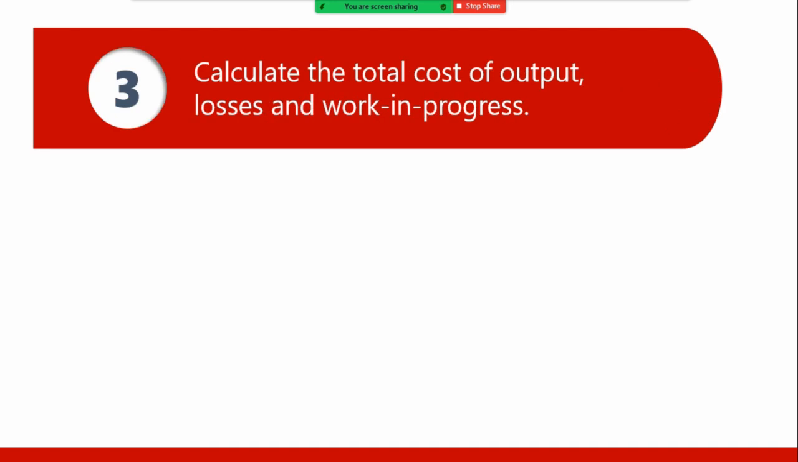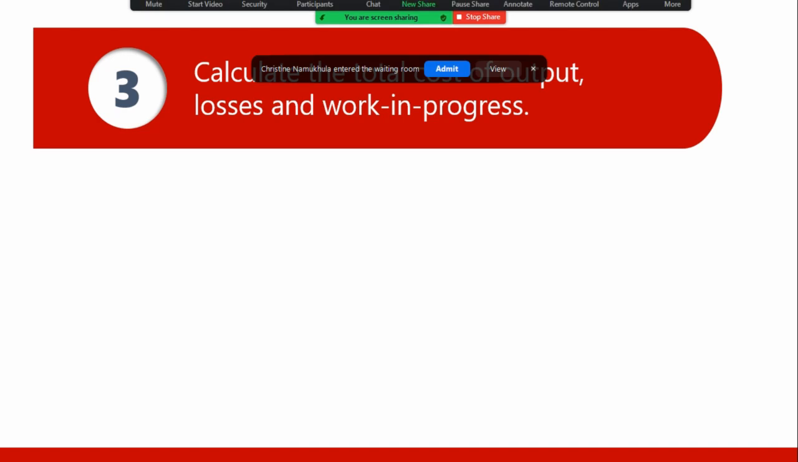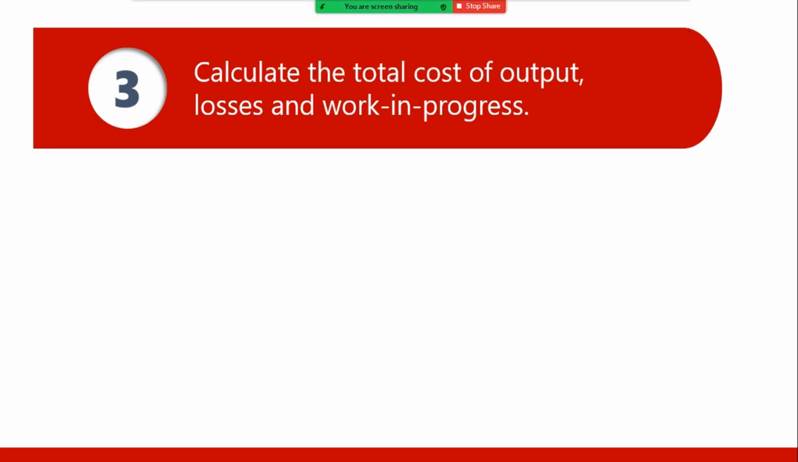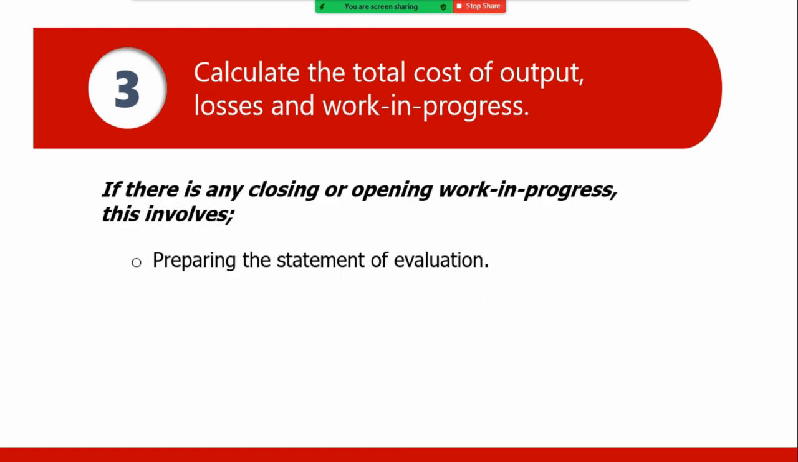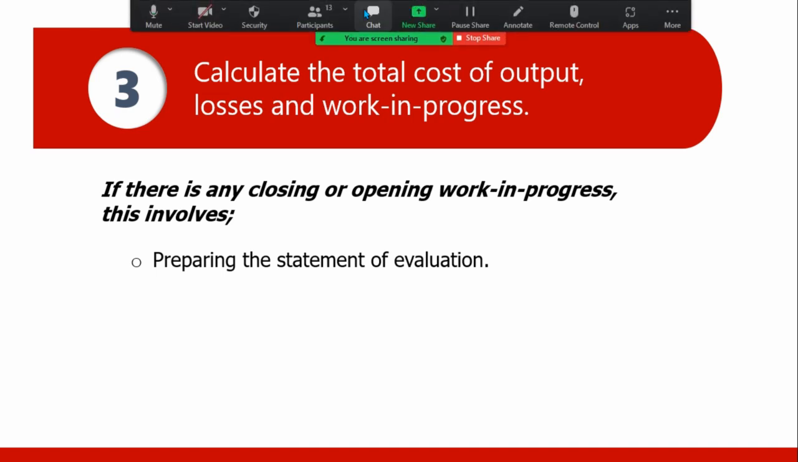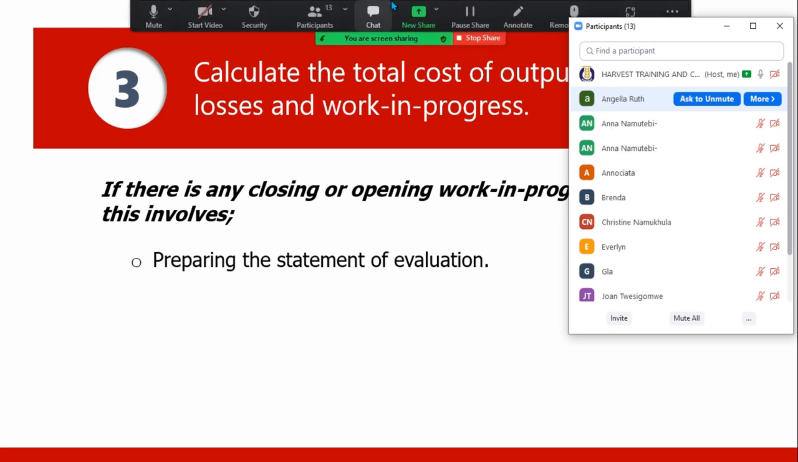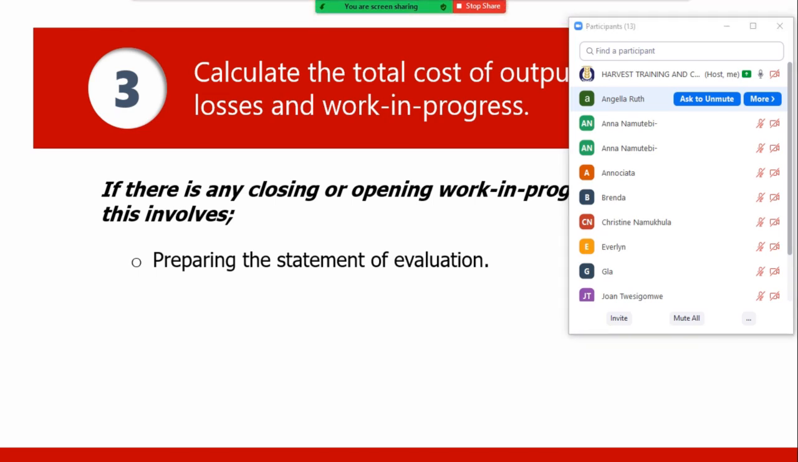Then under step number 3, we now calculate the total for everything: the total cost of output, total losses, and work in progress. If we have any closing or opening work in progress, this step will involve preparing what we call the statement of evaluation. Step number 4, the last one, we prepare the accounts.